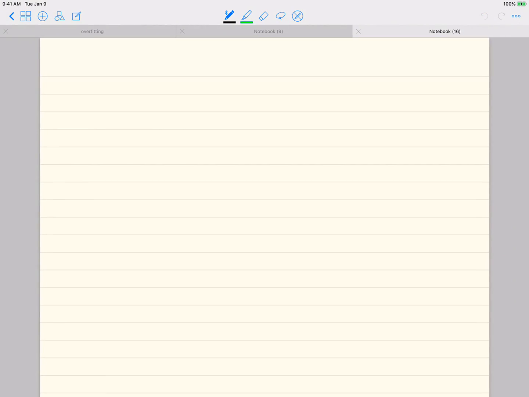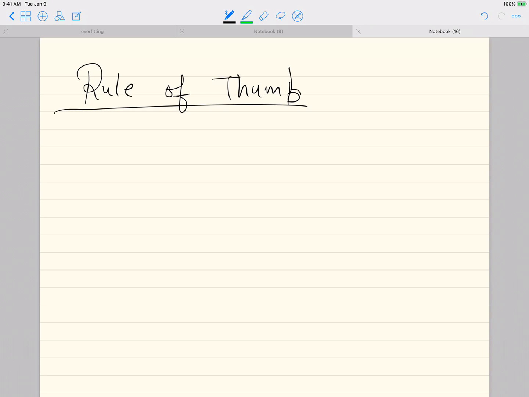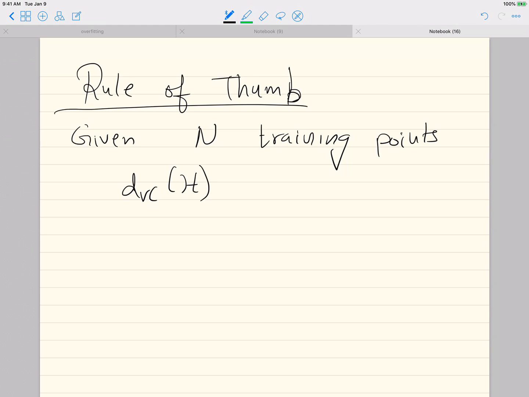So there is a rule of thumb that is important in practice. If you are given n training points, the VC dimension that you should use to make sure that you are not overfitting, that your generalization error is reasonably small, is given by n over 10. Or the number of training points you need to have a certain VC dimension is 10 times that many points.